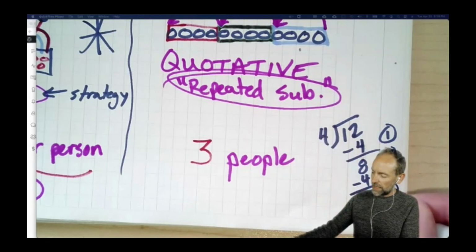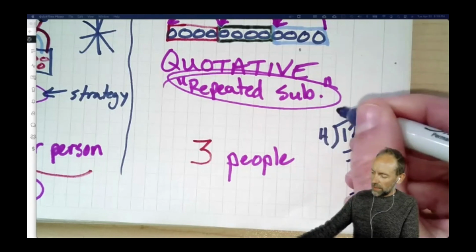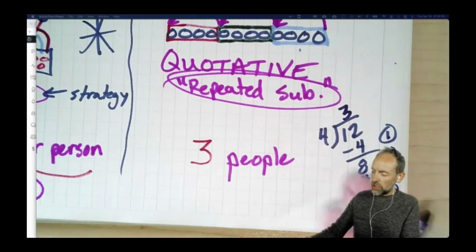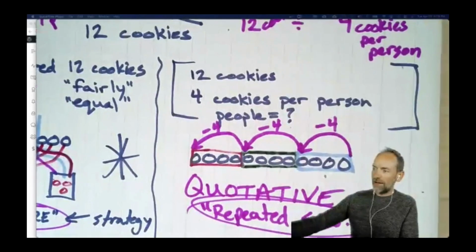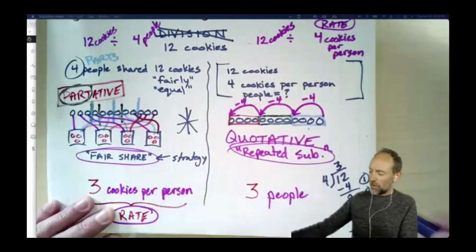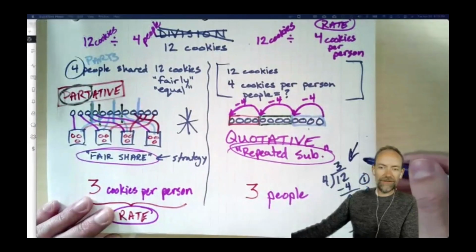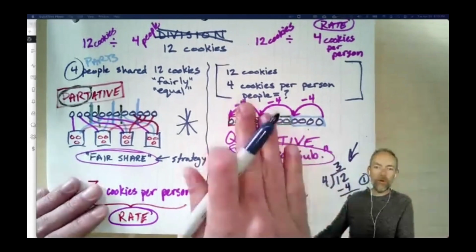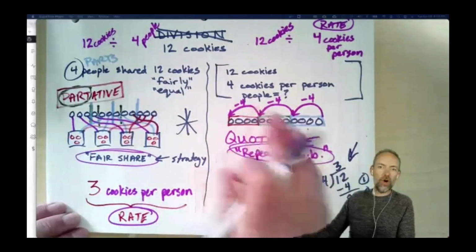And, oh, okay. Now I'm left with 0. Oh my gosh, 1, 2, 3. There's 3 of them. But you've used the language of quotative division. And you can imagine why so many kids struggle with long division if the language is only quotative, but yet they're using it all the time.